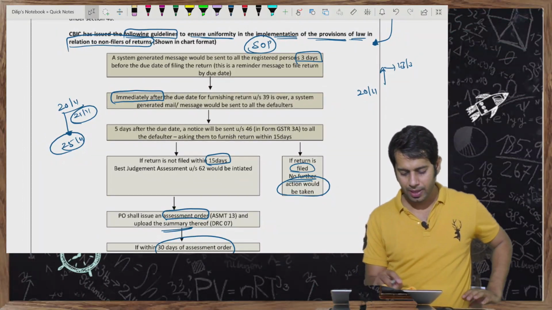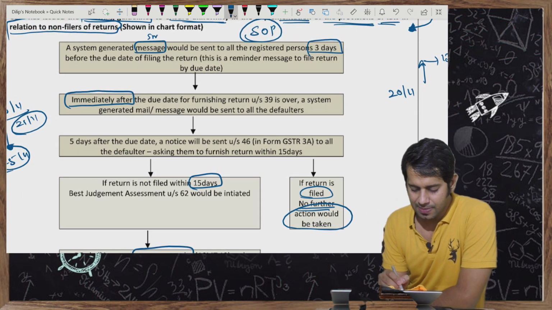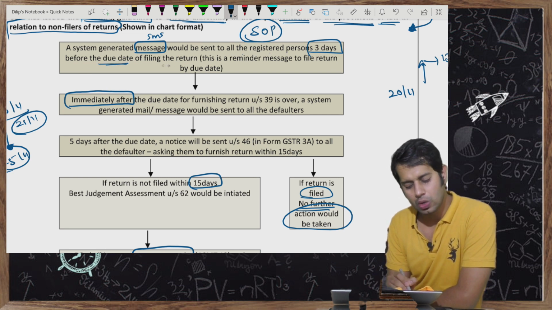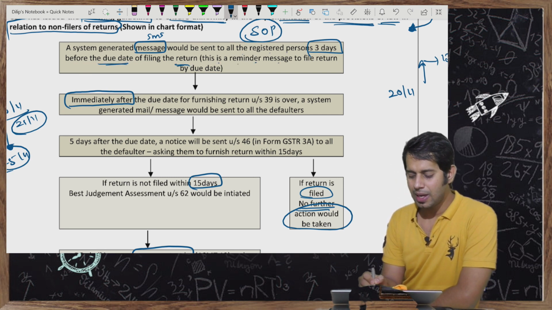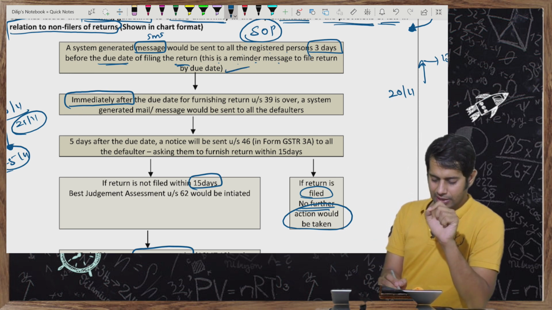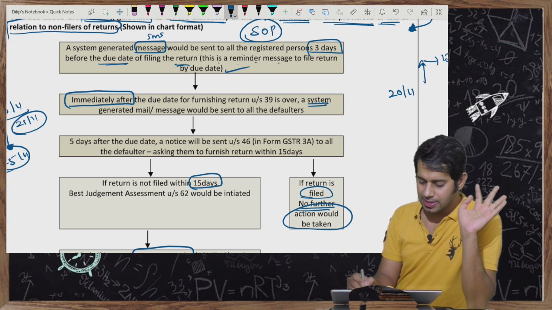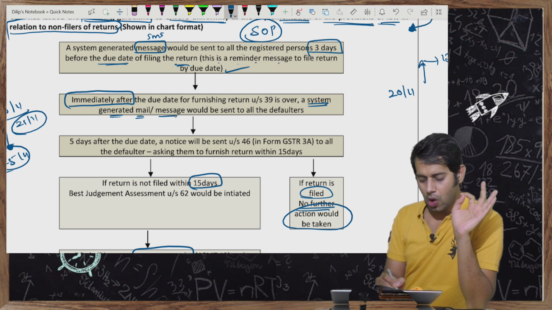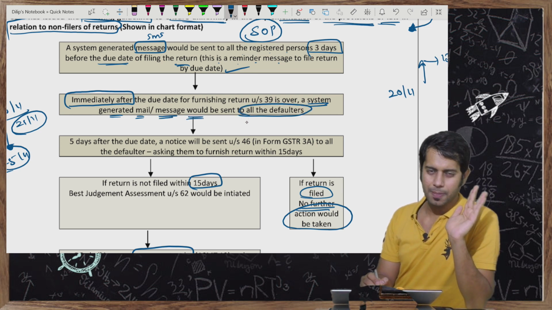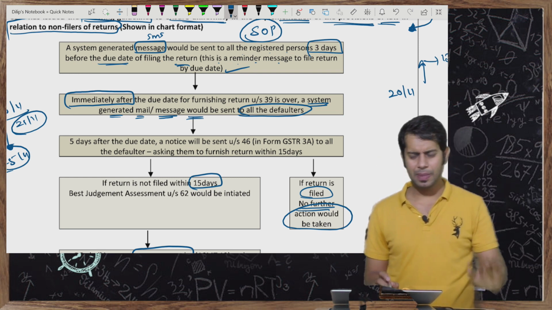I'll just read it for you. A system generated message on your mobile, SMS, would be sent to all the registered persons 3 days before the due date of filing the return. This is a reminder message to file the returns by the due date. Immediately after the due date of furnishing the return under Section 39 is over, a system generated mail or message would be sent to all the defaulters, to your registered email ID.